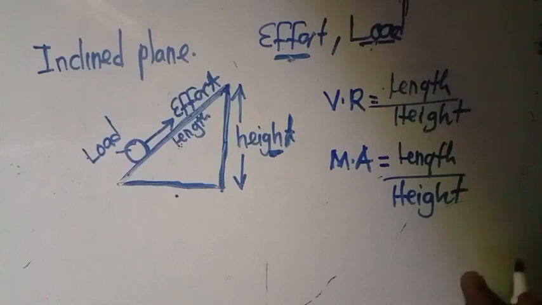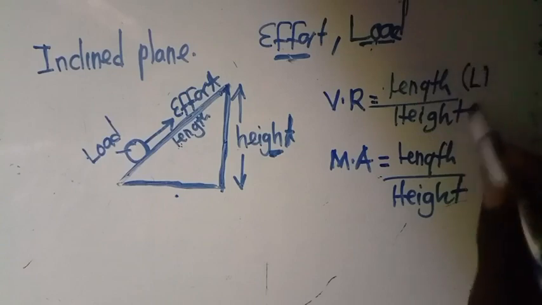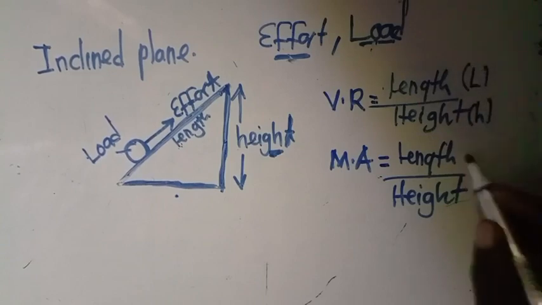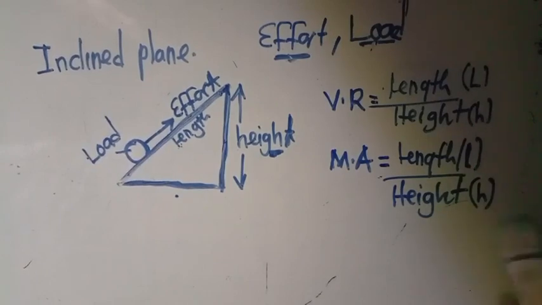So these are the formulas that we get to use. Have you seen? So we say length over height. Length is L over height, which is H. This is length. We get to look at length over H, which is the height. These are the formulas that we get to use. So this is what you need to know. This is what you need to get and understand.